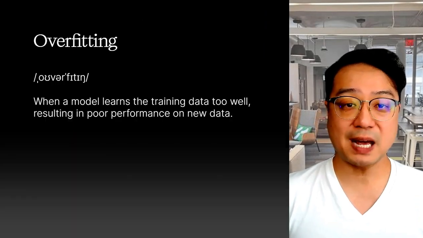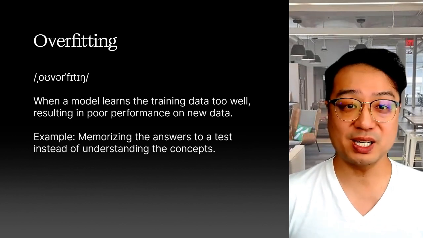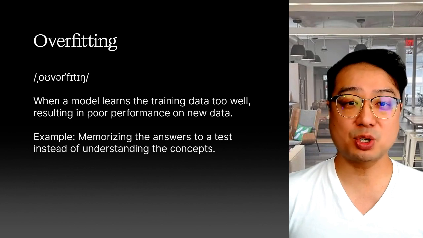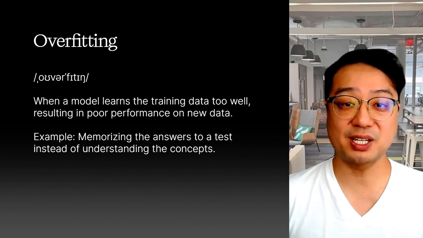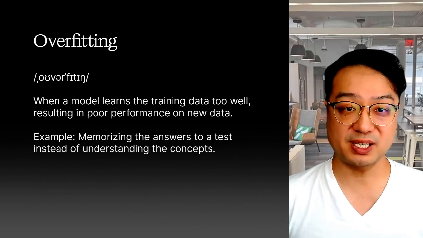Two common problems in machine learning are overfitting and underfitting. Overfitting happens when a model learns training data too well and performs poorly on new data. It's like memorizing the answers to a practice test instead of understanding the underlying concepts. You do great on the practice test, but you'll fail the real exam.